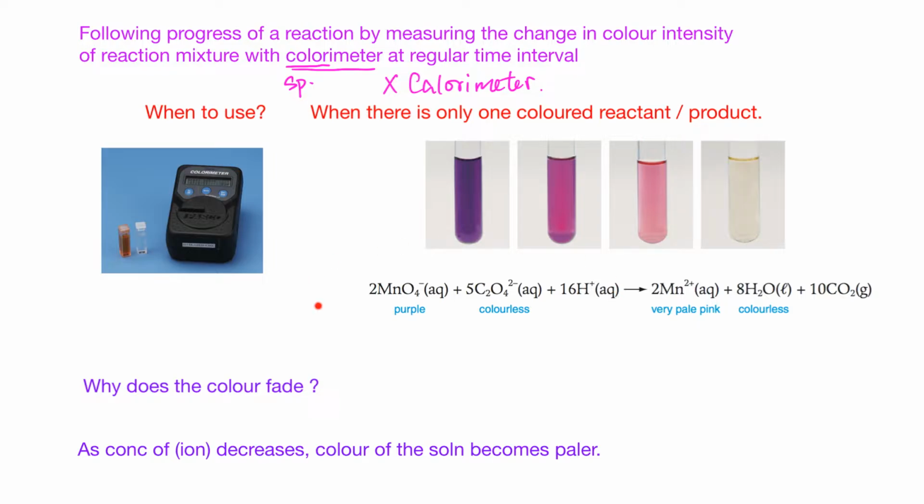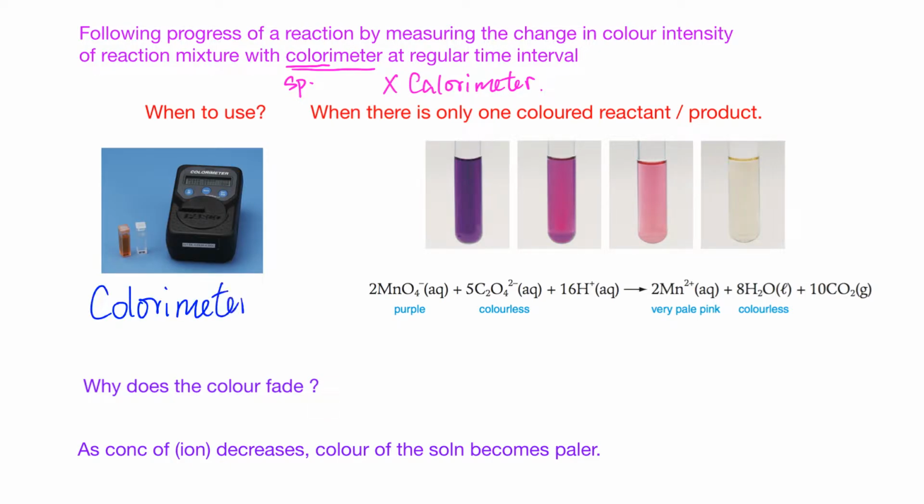So you can see that the color will change from purple to very pale pink. Purple and pale pink are the same color tone. So we will see that in the process, the intensity of the purple color will get paler and paler and paler. In this situation, we can monitor the change in color intensity to tell the reaction rate. The instrument, again, is the colorimeter.